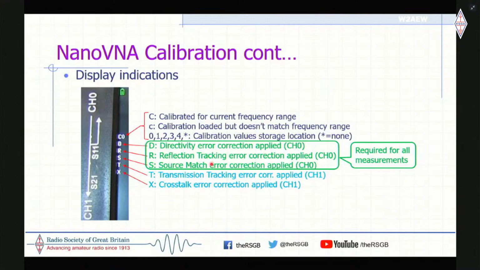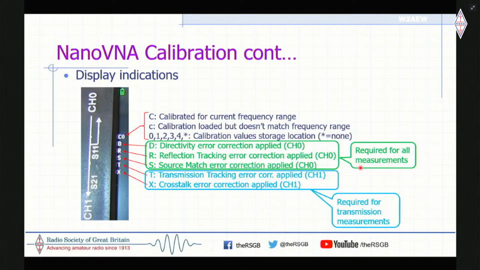Now, all of these measurements here in green are required for all your measurements, whether you're making reflection or transmission property measurements. And these are really only required if you're making through measurements, like through a filter, if you're actually using channel 1 or port 2 to look at transmission properties. If you're only looking at reflection properties, like into an antenna, you don't even have to run that second half of the calibration to get these transmission properties if you don't want to.